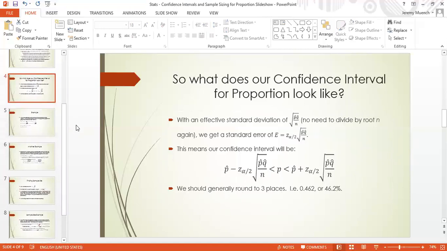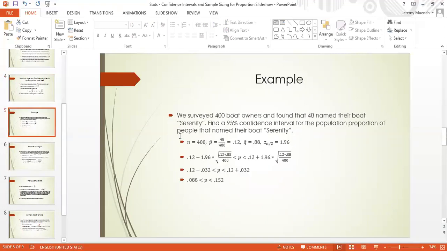I've got 4 examples prepared, so 2 in the slideshow, and then 2 I'll move to a whiteboard to show. So here, the first example, a pretty quick one. We surveyed 400 boat owners and found that 48 named their boat Serenity. Find a 95% confidence interval for the population proportion of people that named their boat Serenity.